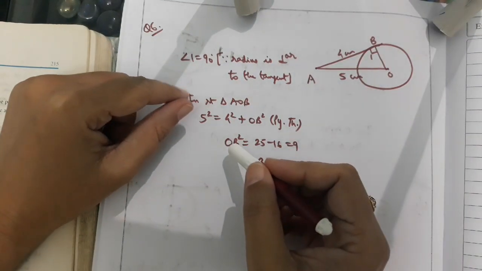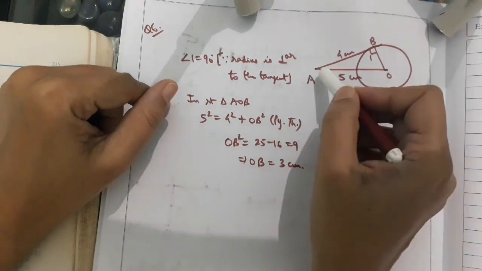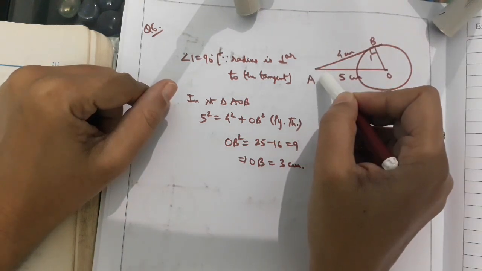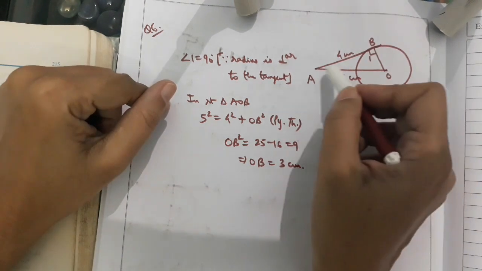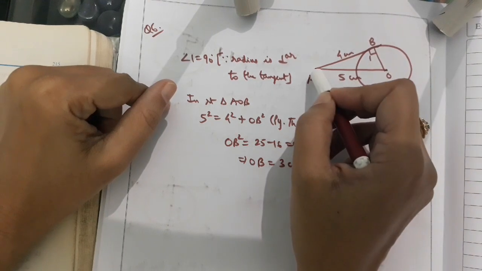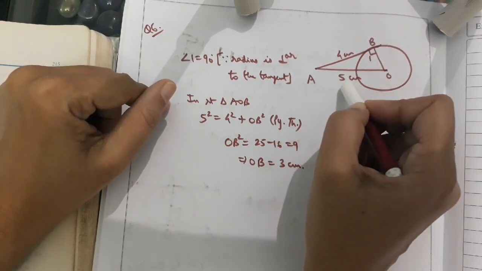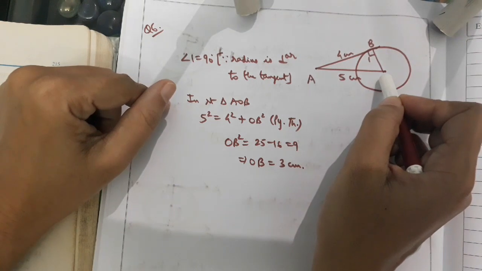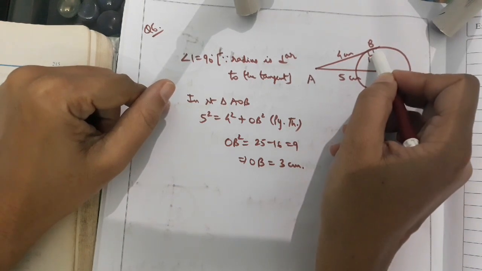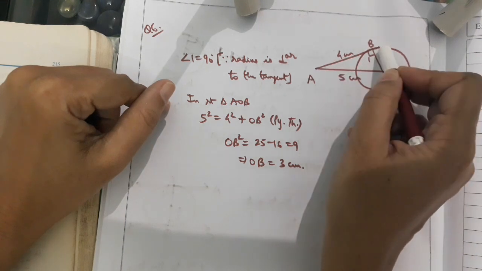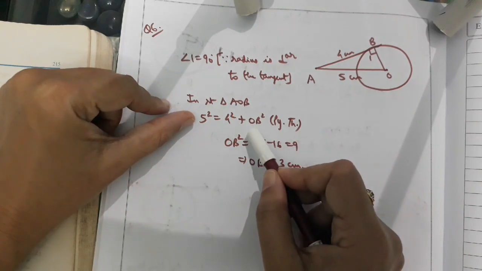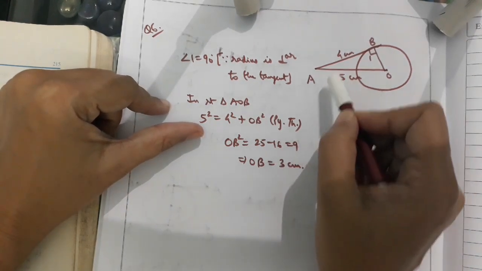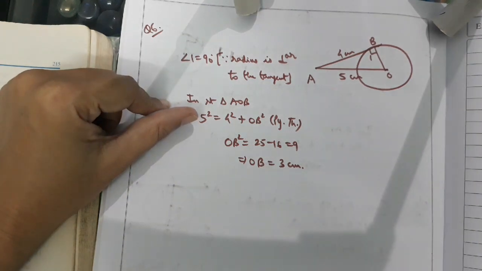Sixth question is a very simple question. The length of a tangent from a point A at a distance of 5 centimeters from the center of the circle is 4 centimeters. So length of the tangent is 4 centimeters and this distance from the center is 5 centimeters. So we have to find the radius of the circle. So over here again this angle is 90 degrees because radius is perpendicular to the tangent, and then in this right angle triangle AOB we apply Pythagoras theorem, and from here we obtain that OB is of length 3 centimeters. So radius is 3 centimeters.